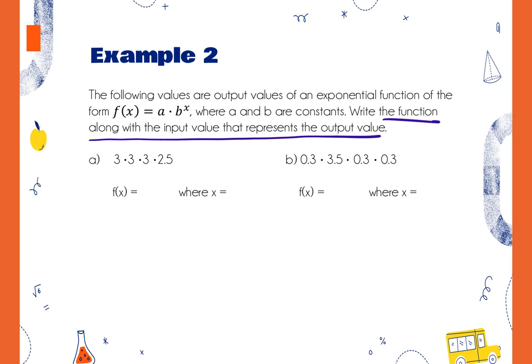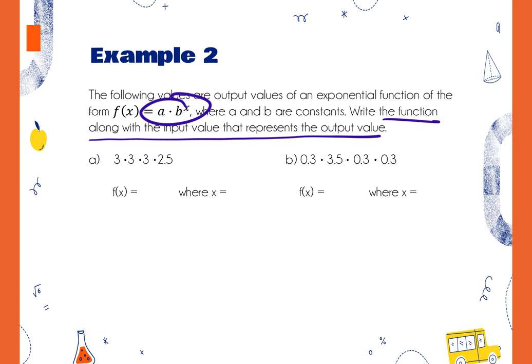So if I look at A, I get 3 times 3 times 3 times 2.5. When I am building an exponential function, which would repeat, the A or the B? The B, because you're raising to a power, right? So if your B is raised to the second power, then B is going to repeat twice, right? If the B is raised to the third power, then the B is going to repeat 3 times if I expand it out. So really what we're looking for is what repeats, that's your B. How many times does it repeat? That's your exponent. That's your input value.